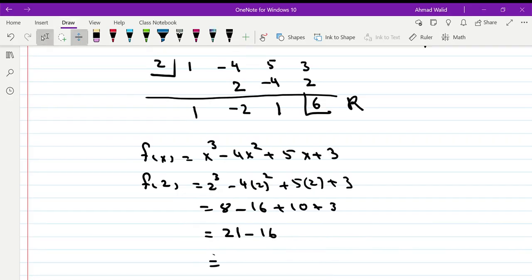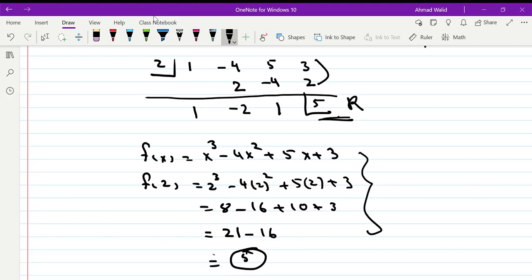Hi, it's not 6. Look at me. 3 plus 2 is not 6. 3 plus 2 is 5, right? You can send me back to elementary school. 3 plus 2 gives you 5, not 6. Okay, 21 minus 16 gives you again 5. You see this number and this number are the same. If you do the synthetic division or you find f of 2, they are the same. Here you have to do a lot of calculation, and it's easy to make a mistake. With synthetic division, it's really easy to find f of 2. We call this the remainder theorem.